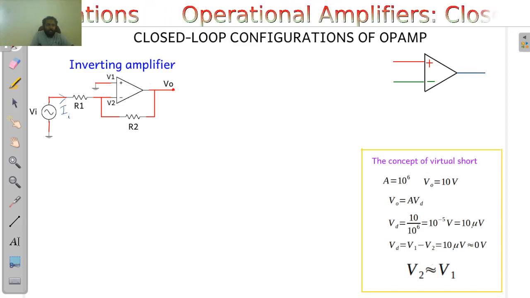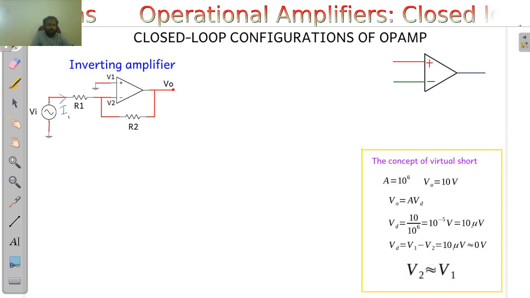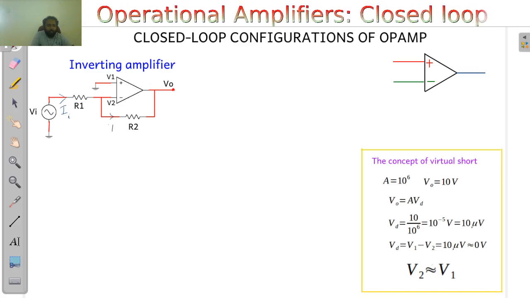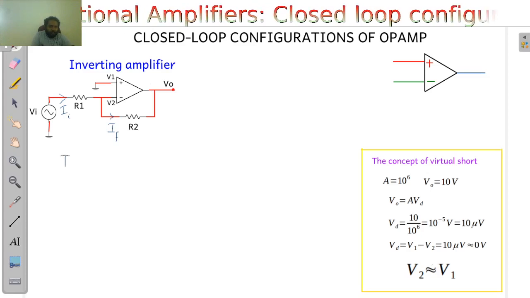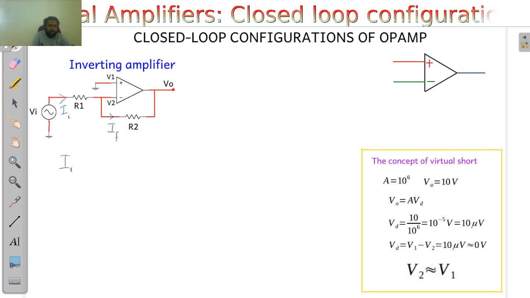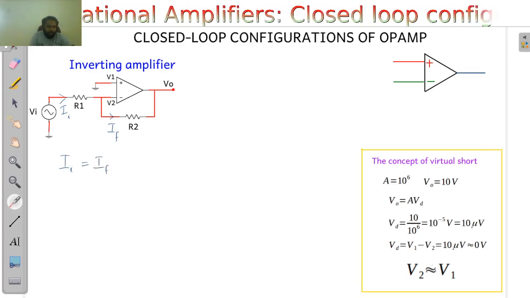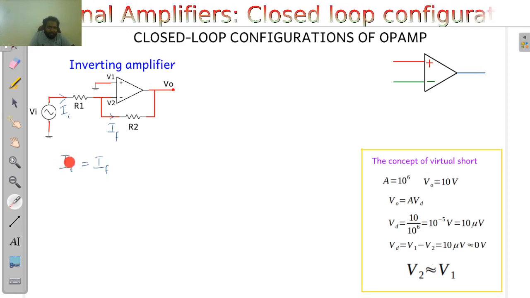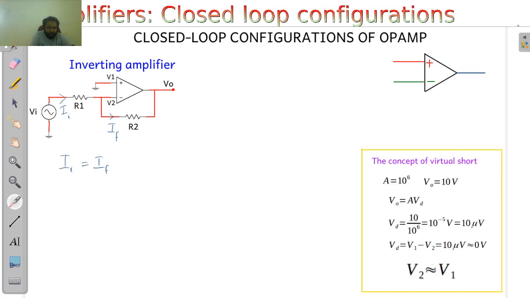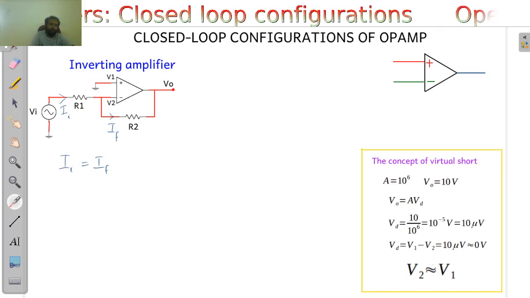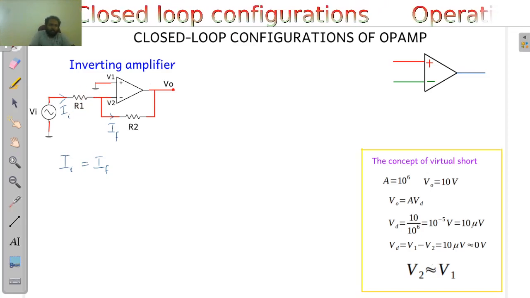So I need to have another current here also, and that I will call IF. That is a feedback current. So according to Kirchhoff's law, II must be equal to IF. You can represent this II as the ratio between the voltage difference at this point and this point to the resistance of the resistor. So it will be like this.